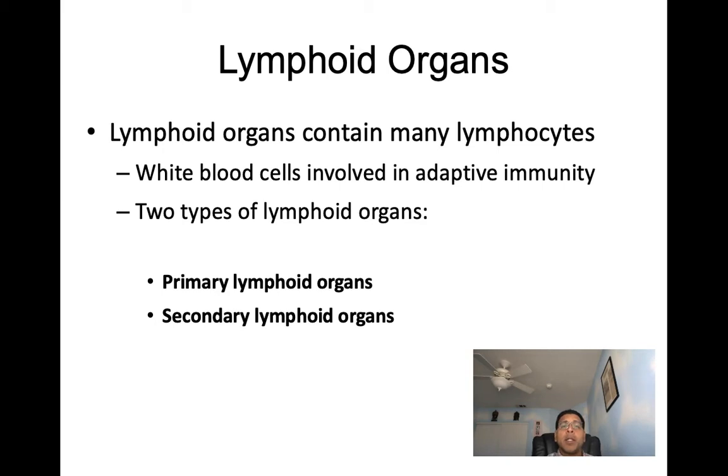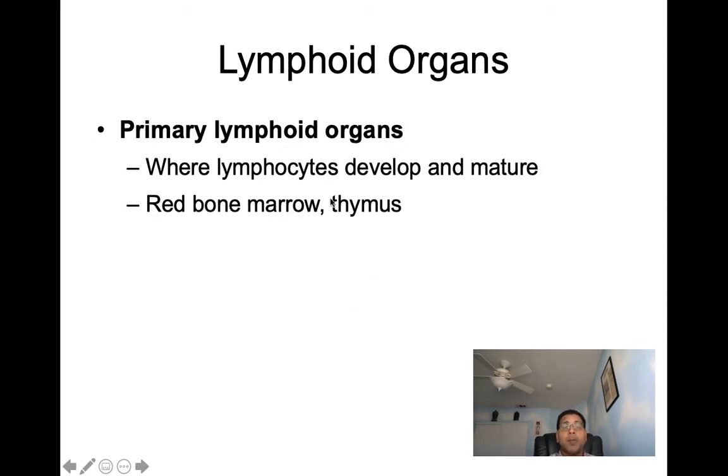Next here then we can see the classification of our lymphoid organs. When we talk about our lymphoid organs, we can see our lymphoid organs are going to be classified into two different classifications. They can be classified as either being primary lymphoid organs, or our lymphoid organs can be classified as being secondary lymphoid organs. Let's talk about our primary lymphoid organs first.